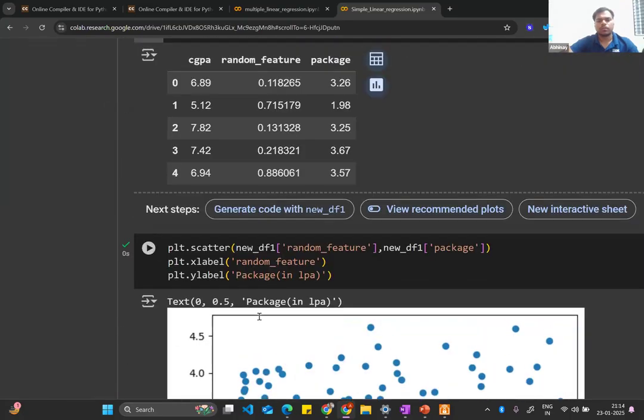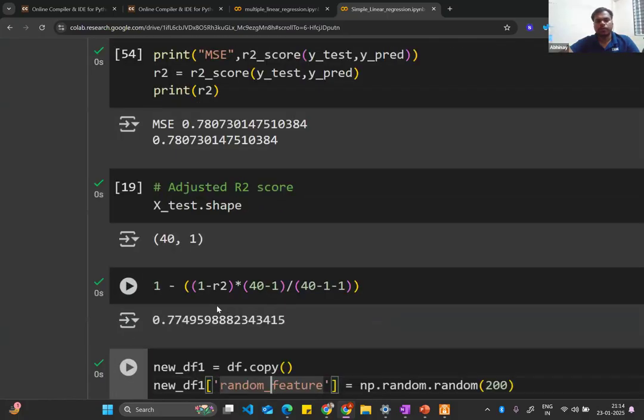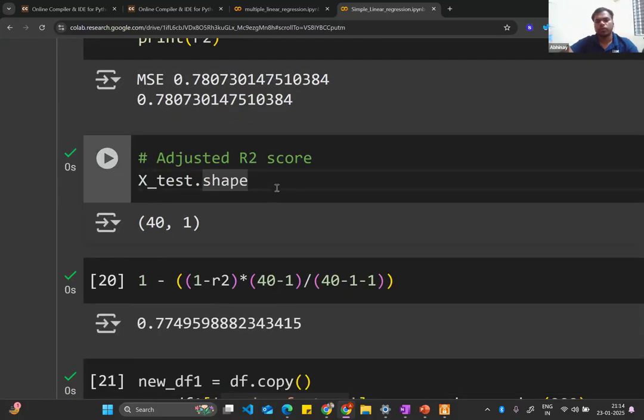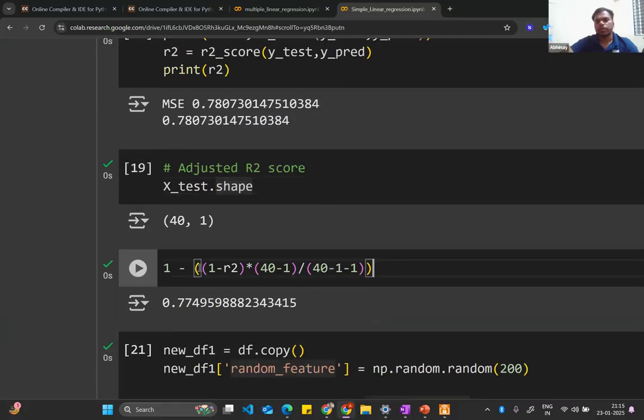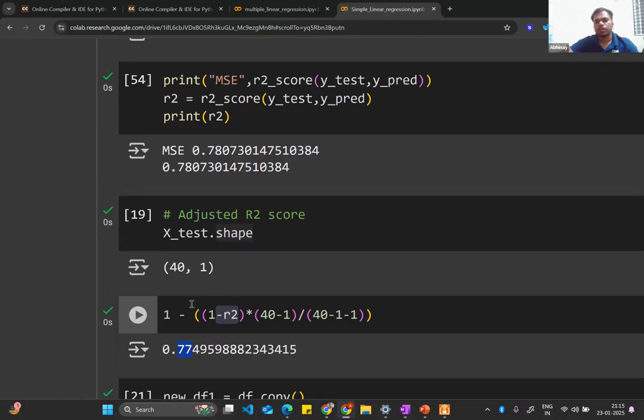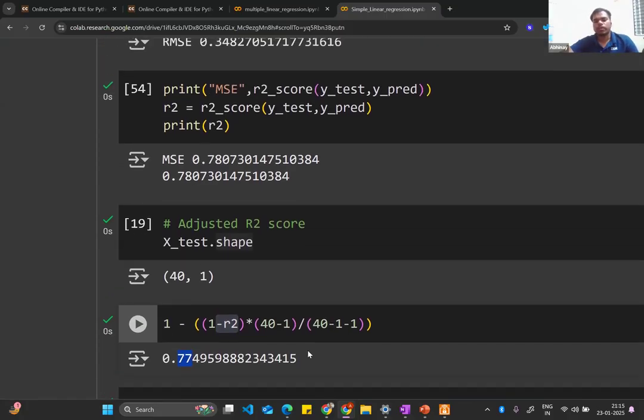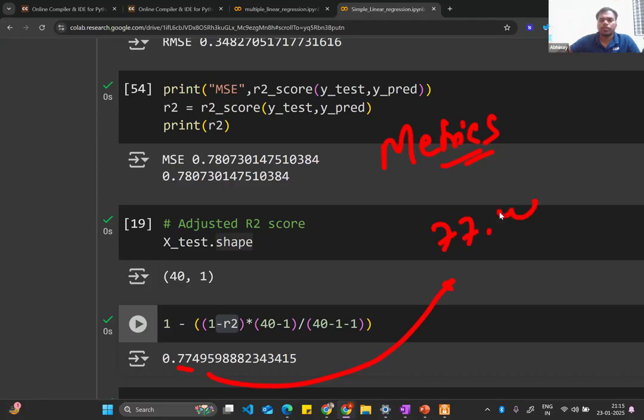If you want to check the accuracy of this model, for checking the accuracy we can use the R2 score value. So the accuracy of this model will be 77%, just see till this point. After finding your metrics evaluation, we have found our accuracy value. It's coming around 77.49 something.